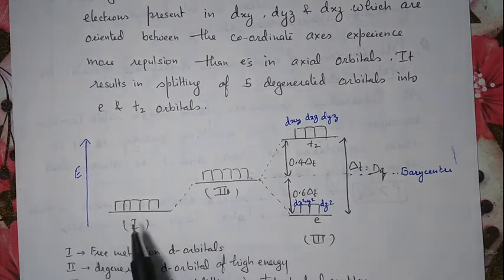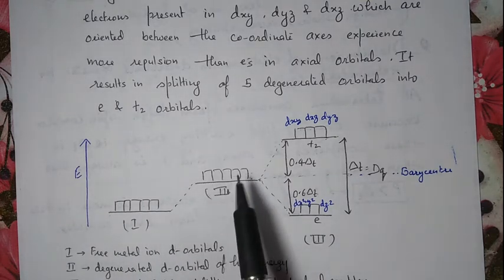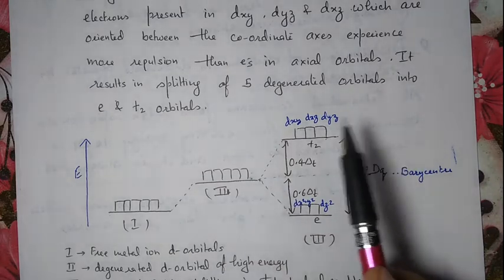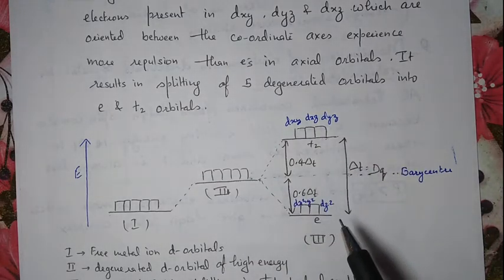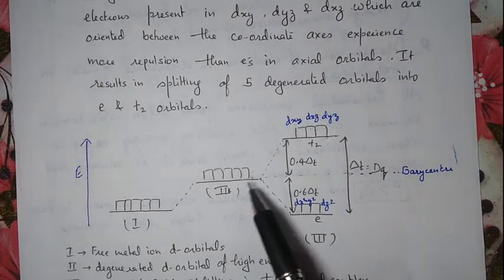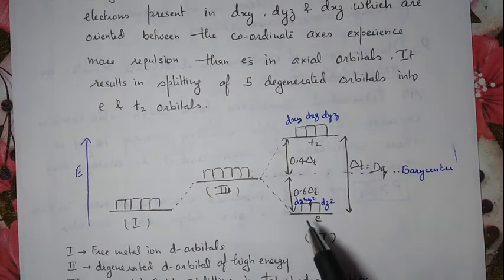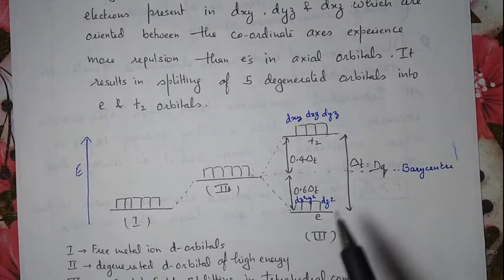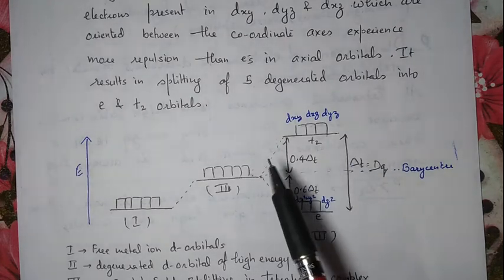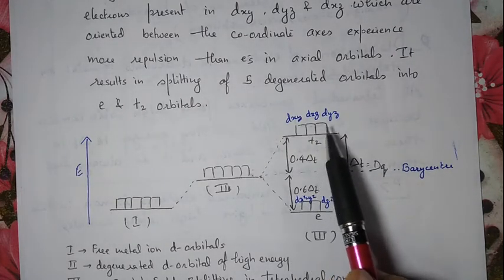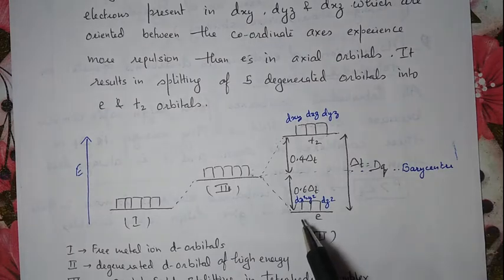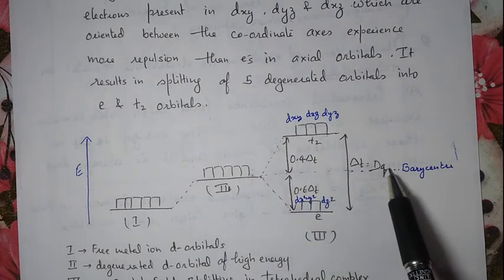This is the representation. This represents the free metal ion d orbitals. This one is the degenerate d orbital of higher energy. This one is the crystal field splitting in a tetrahedral complex. The 5 degenerate d orbitals split into 2, the E orbitals and the T2 orbitals. Non-axial orbitals are at the higher level, axial orbitals at the lower level, and this one is the barycenter.